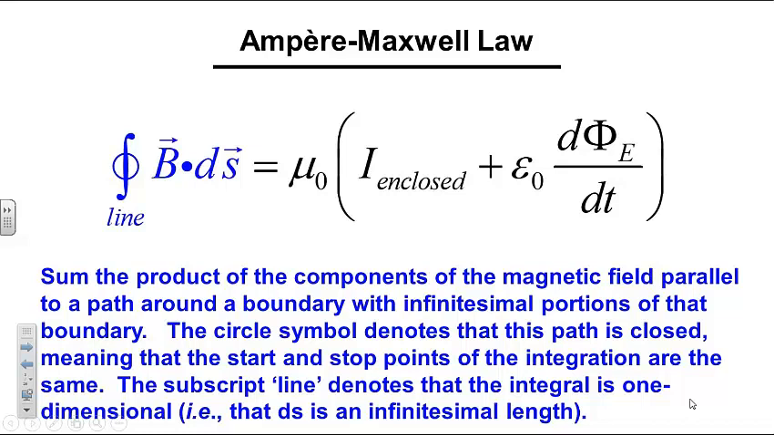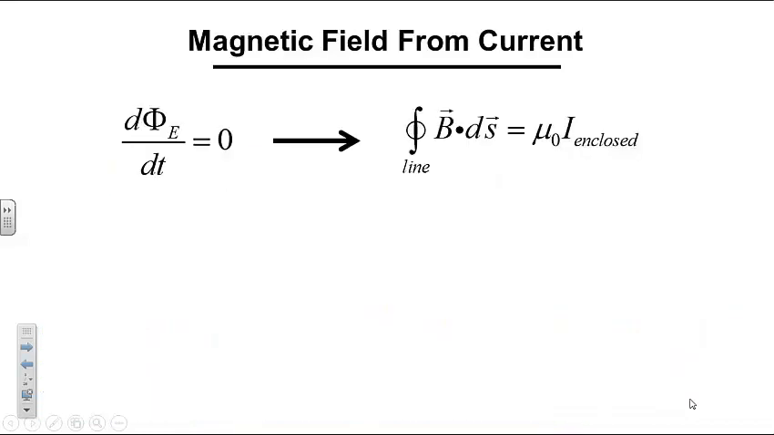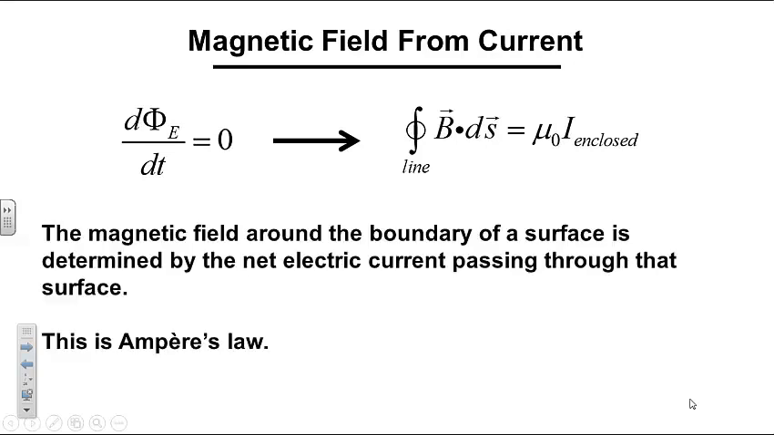Let's begin by using the Ampere-Maxwell Law to determine the magnetic field from a current. If the change in electric flux is zero, then the magnetic field results from the enclosed current alone. Specifically, what this equation says is that the magnetic field around the boundary of a surface is determined by the net electric current passing through that surface. This expression is commonly referred to as Ampere's law.